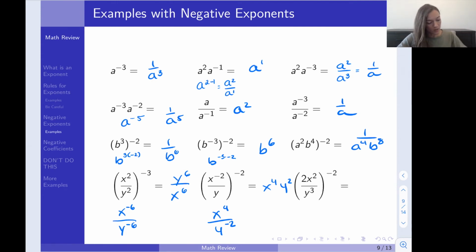And now this one, we have 2 in front of our x squared. So we're going to have 2 raised to the negative 2 times x to the negative 4. And then we have y to the negative 6. So since all of these exponents are negative, we can just flip the numerator and denominator, and we're going to get y to the 6th on top. And then we're going to have 2 squared on the bottom, x to the 4th on the bottom, and we know that 2 squared is 4, so we just put 4 here. Okay?